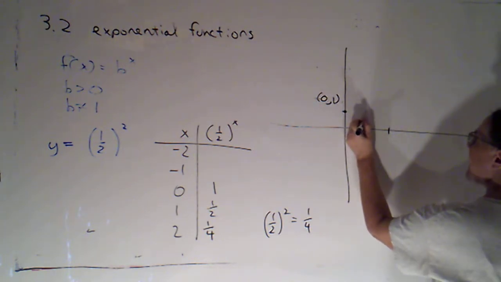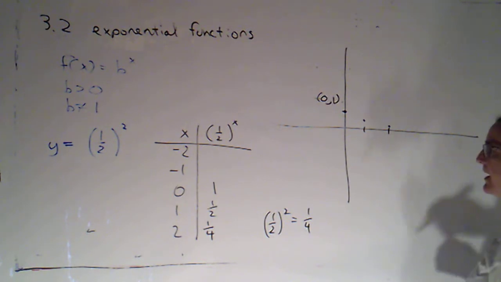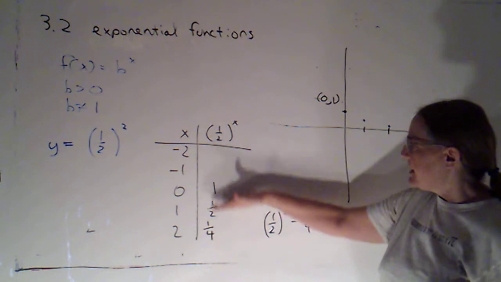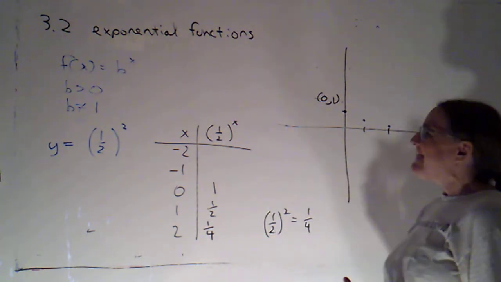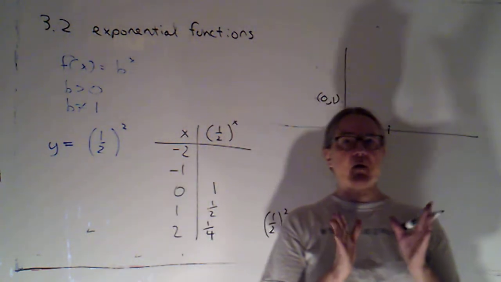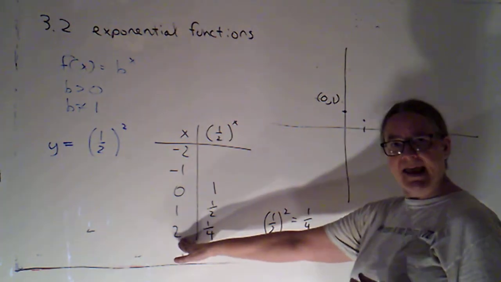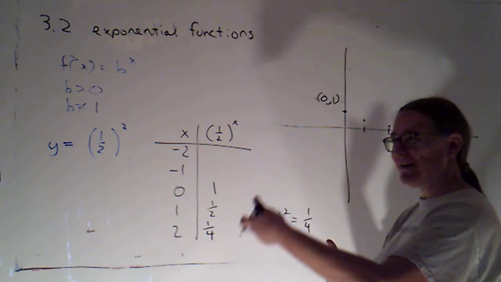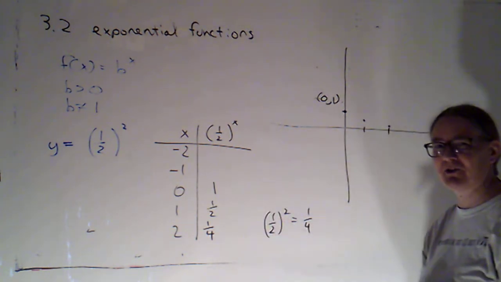At 1, we're at a half. At 2, we're at a fourth. Now, as I increase the exponent, the powers are actually getting smaller. That's going to be true anytime my base is a number between 0 and 1. Because if I think about it, when I square 1/2, I'm taking a half times a half. I'm multiplying by another factor of a half, but when I multiply by a half, I make something smaller.